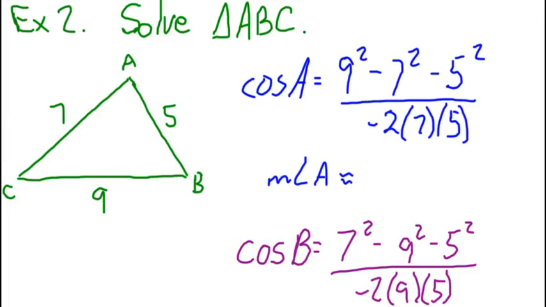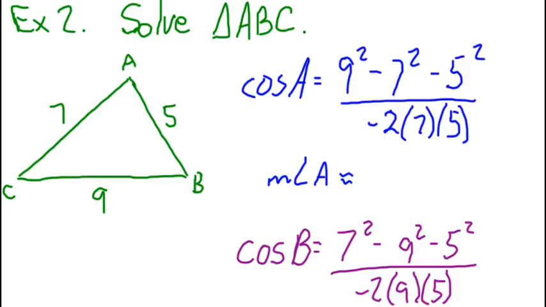Example 2, we're going to solve a triangle that has all three side lengths, but we do not know any of the angles. So we're going to use the law of cosines twice to find two of the angles. Once we have two of them, we can simply subtract them from 180 to find the third angle.